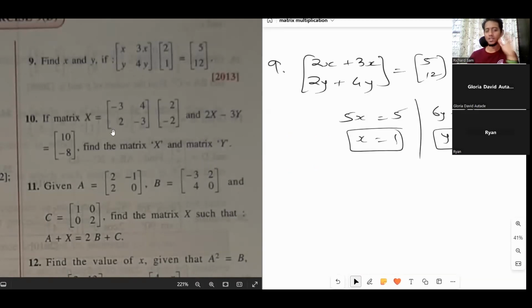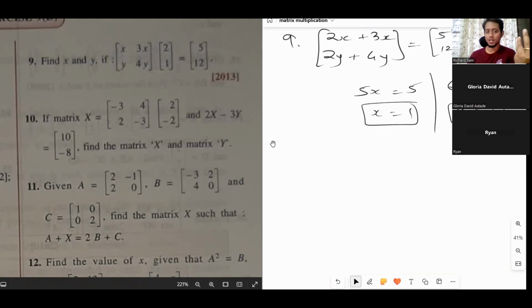Okay, now this 10th one, are you getting, or is it a little different? See, if matrix X is this into this. If you multiply these two matrices, we will get X, right? And they're saying that 2X minus 3Y is equal to this. So now we have matrix X. So we substitute that matrix X in place of X over here. And so then Y is the only missing matrix. But Y is not a single number, it's a matrix. You have to find that matrix. So first you will multiply these two and get X.